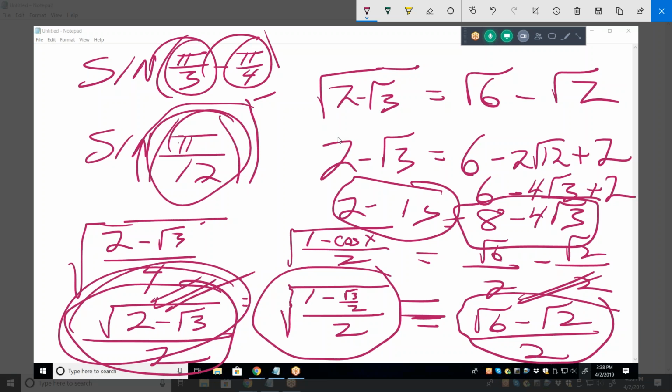So that's something you could work on, and an easier way to get that is if you use degrees. In other words, that's 15 degrees. And if I'd have said 15 degrees, you would immediately have thought 45 minus 30, right? With degrees, it's a lot easier to take these things and separate them into a sum or difference.